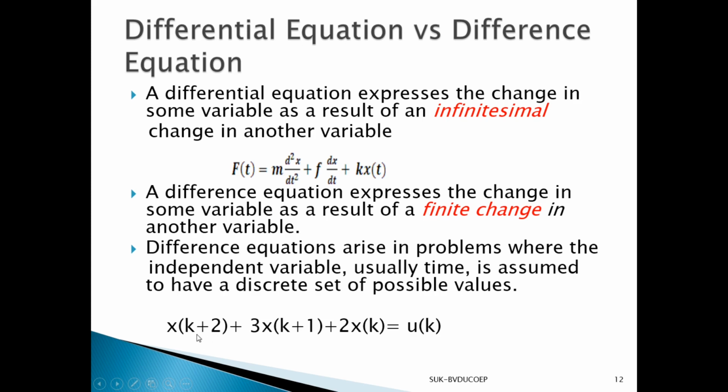Now here this is k plus 2. This is also second order because k plus 2 is a shift of the pulse from k, a left shift. From k plus 1 to k there is a difference. That is what a difference equation is. These are difference equations. There is a shift in the pulse.